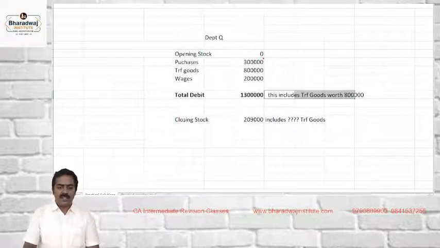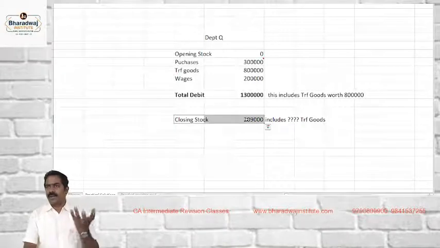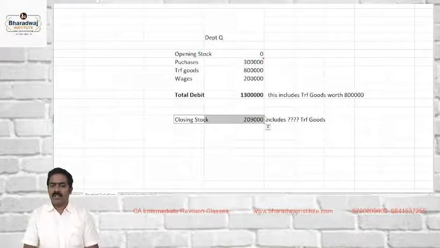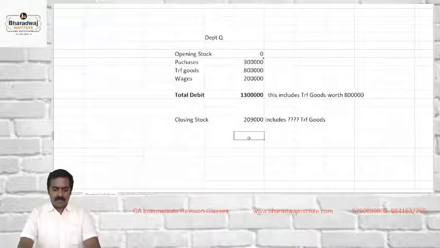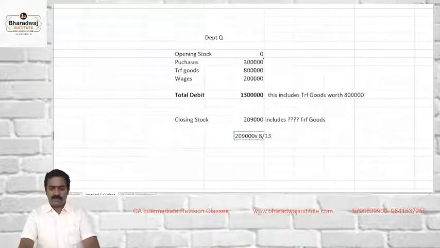8 lakhs. So closing stock is valued at landed cost, 2 lakh 9,000. This includes how much of transferred goods? Cross multiply. 2 lakh 9,000 into 8 lakhs by 13 lakhs.